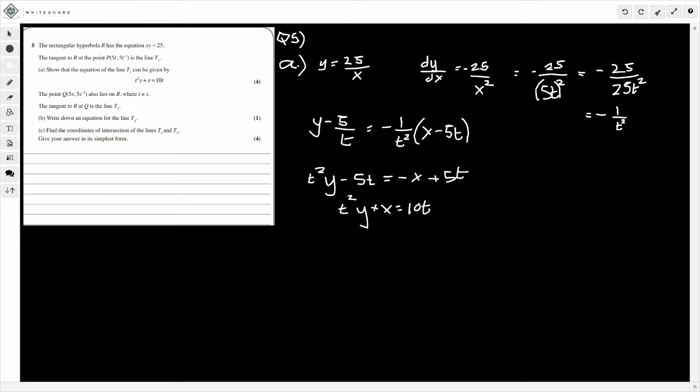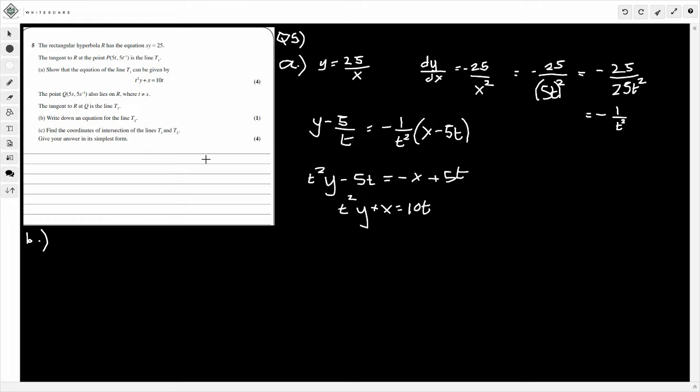Part B, just a dead quick follow-on. It says the point Q, which is this, and if you notice, it's very, very similar to this. In fact, it is nearly identical, but instead of t, we've got s. This also lies on R, where t is not equal to s. The tangent to R at Q is the line T2. Write down an equation for the line T2. As you can see, it's only 1 mark, so it has to be nice and easy.